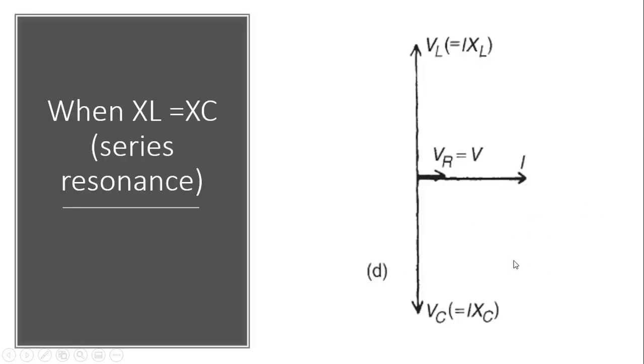And we can have a case where XL is equal to XC. That is what we call series resonance. Series resonance occurs when XL is equal to XC. And if you look at this, this is the diagram. This is VL of the same magnitude as VC, and this is the VR, and this I is in phase with this VR.